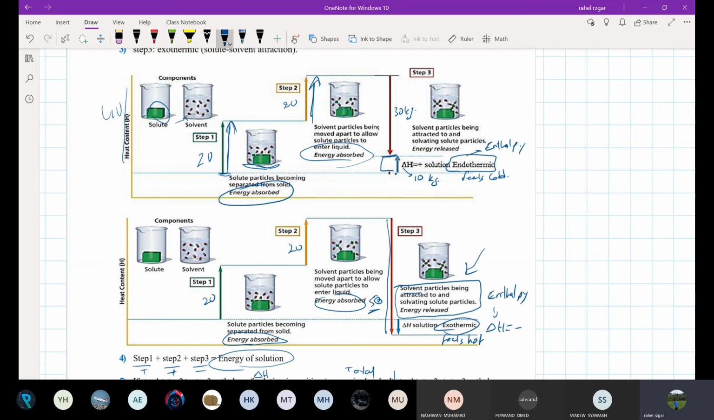When solid particles are solvated, then it releases energy. You have to know that. If the released energy is higher than the absorbed, then in total energy is released.